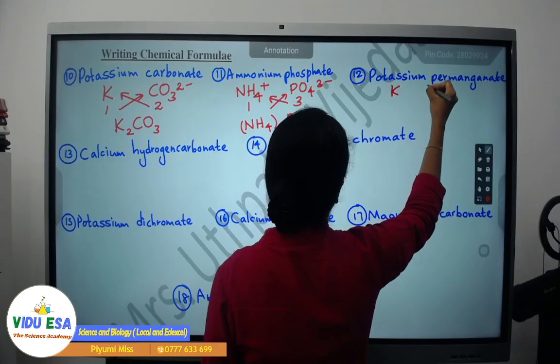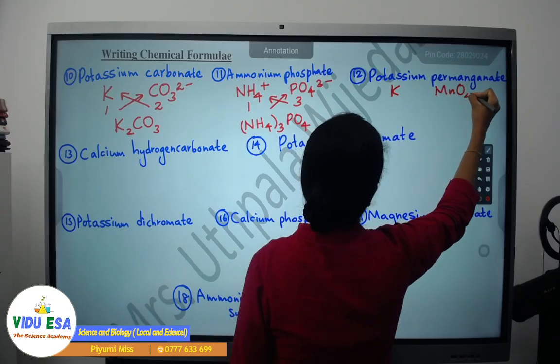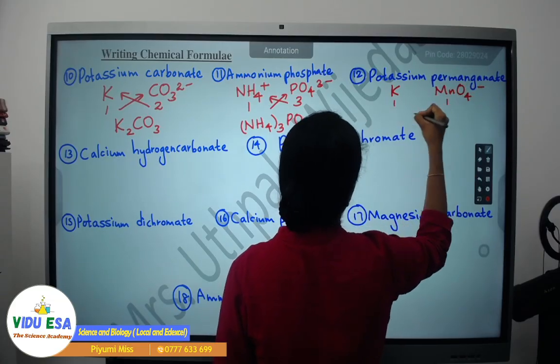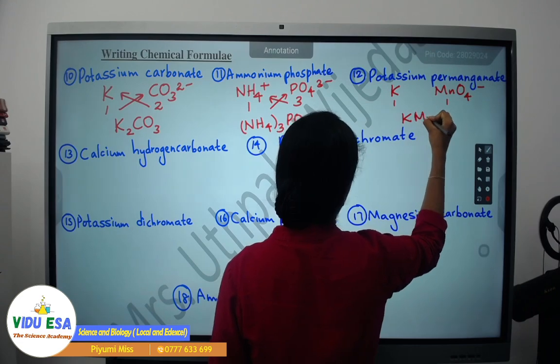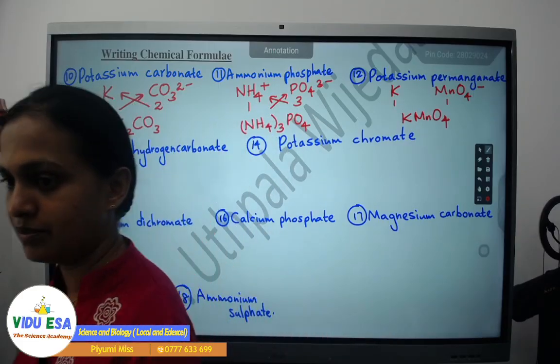Potassium permanganate. Potassium and permanganate, MnO4 minus. Both are having valency 1. Therefore, it becomes KMnO4. KMnO4, potassium permanganate.